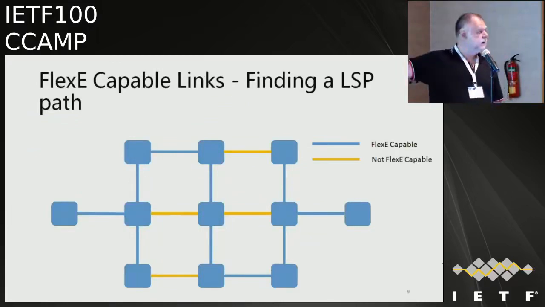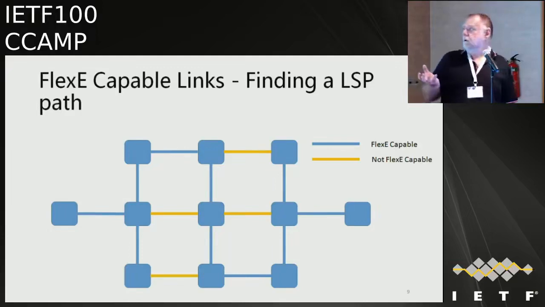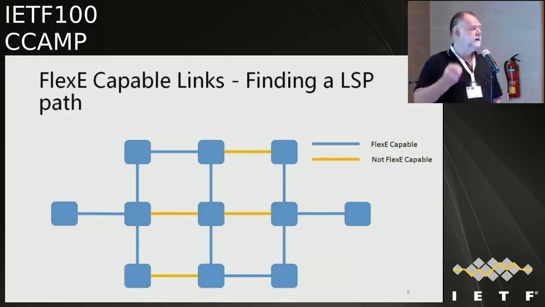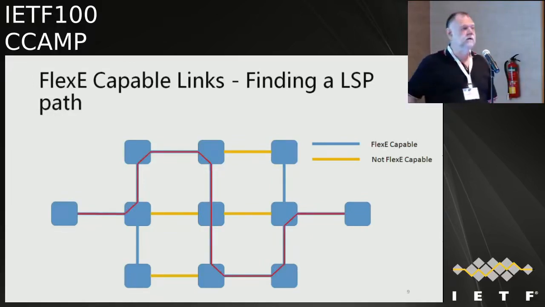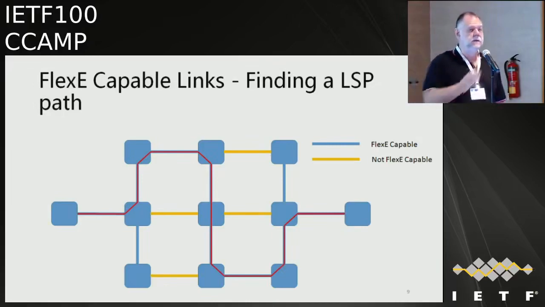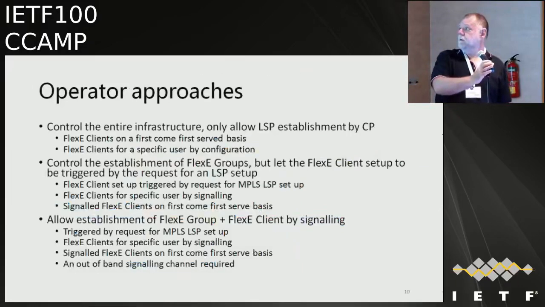Okay, go ahead. So this is what could be the result. Flexi capable nodes, blue squares. You have links between those nodes, blue links and yellow links. The blue links are Flexi capable, and you have all the TE parameters. And it's possible to find a way to set up an MPLS LSP that really requires to be run over Flexi links. So you can click one. You can find a way through, and you can do the signaling between the nodes based on, for example, an ERO. Next step.